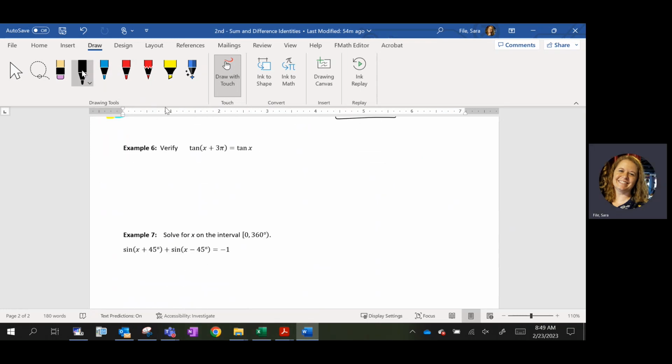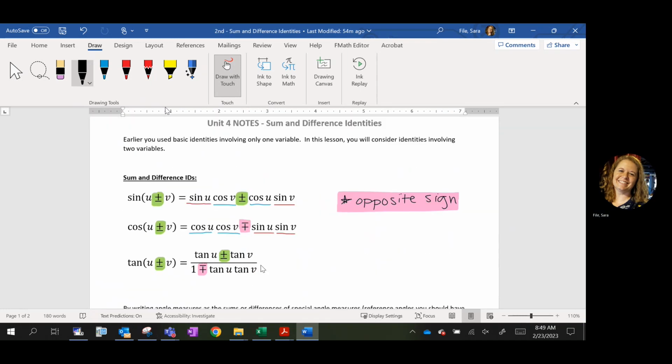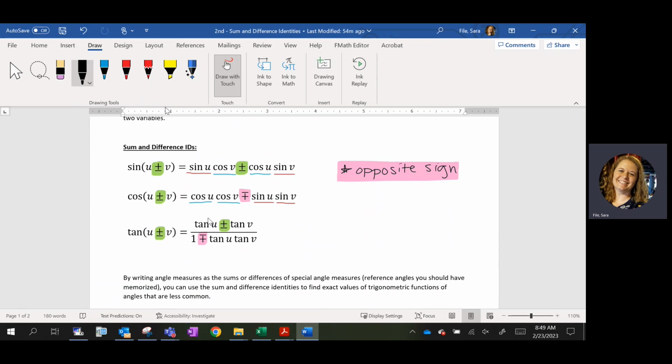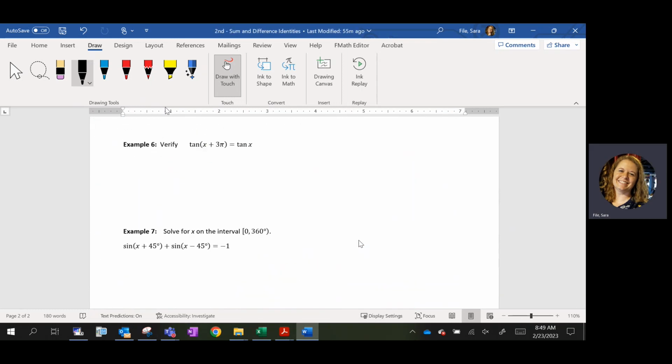Okay, so the tangent identity, we haven't done one with the tangent. Remember, this one, let me scroll back to the top to remind you. This is the one that's the fraction. So you're doing the sum or difference, depending on what sign is here, of the tangent of the two angles on top, and then 1 minus or plus the product of the tangents of the two angles. Okay, so that's what I'm going to use here.